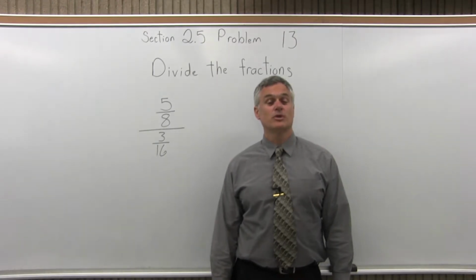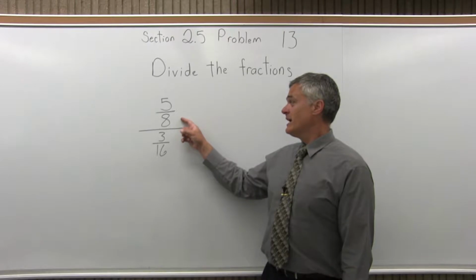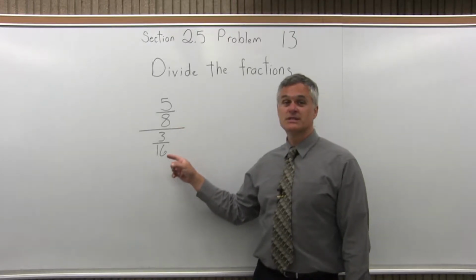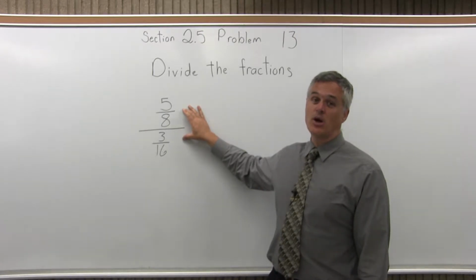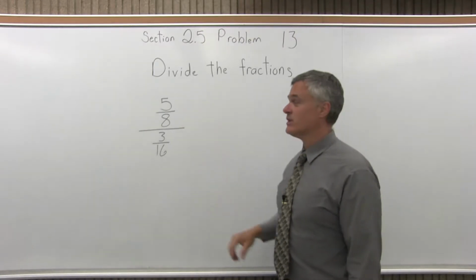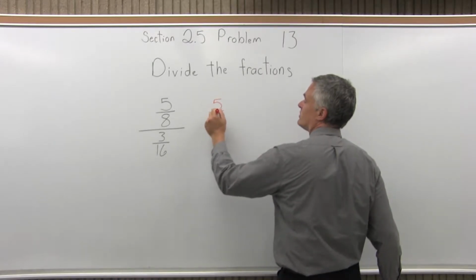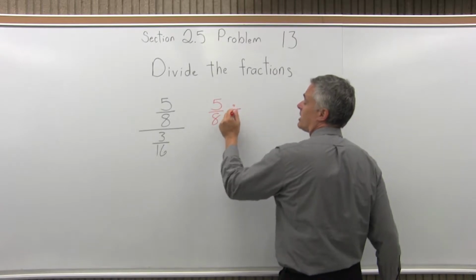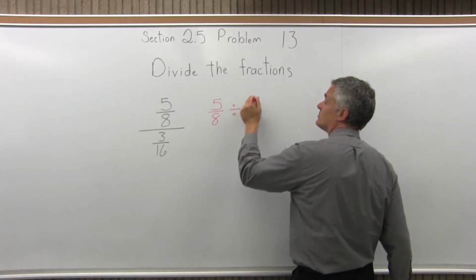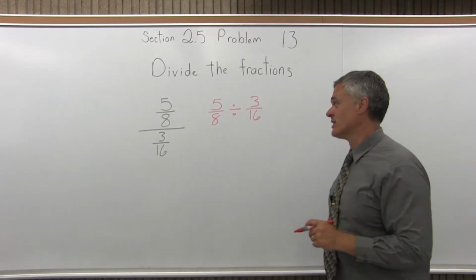This is Section 2.5, Problem 13. It says divide the fractions, and we have 5/8 over 3/16. So in the form that you see it in now, it's what you call a complex fraction. You have one fraction over another fraction. The first thing I'll do is just write it as a division problem. So you have the top fraction, which for this problem is 5/8, divided by the bottom fraction, which for this problem is 3/16. So already it looks not as nasty as it did a second ago.